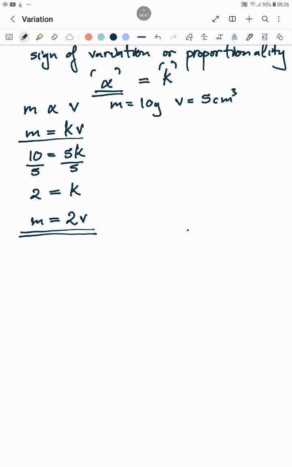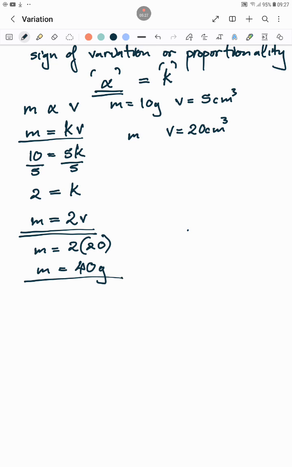So the next stage would be to find the value of m when v is equal to 20 cubic centimeters. Here you're going to say m is equal to 2 times v, which is 20, and m is equal to 40 grams.